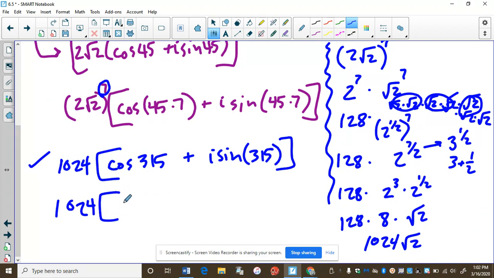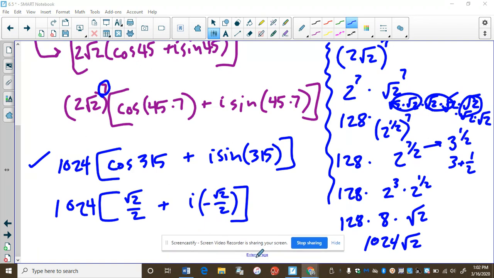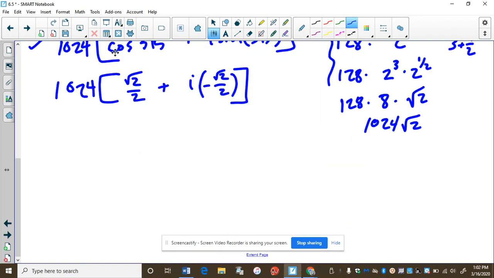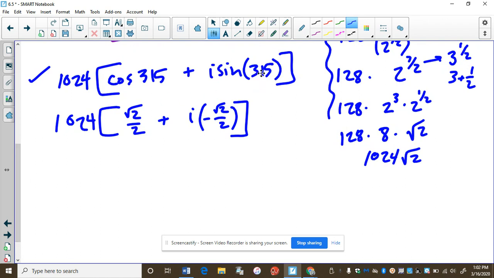The cosine of 315 is in quadrant 4. Cosines there are positive. So we get radical 2 over 2 plus I times the sine of 315, which is in quadrant 4 where sine values are negative. So this is negative radical 2 over 2. There was a time earlier in the semester where I said your understanding of the unit circle will determine your success or failure. This is because of problems like this. If you're still trying to figure out what's 315, it's in quadrant 4, and it has a 45-degree reference angle. So the sine is radical 2 over 2, but because it's in quadrant 4, the sine values are negative.